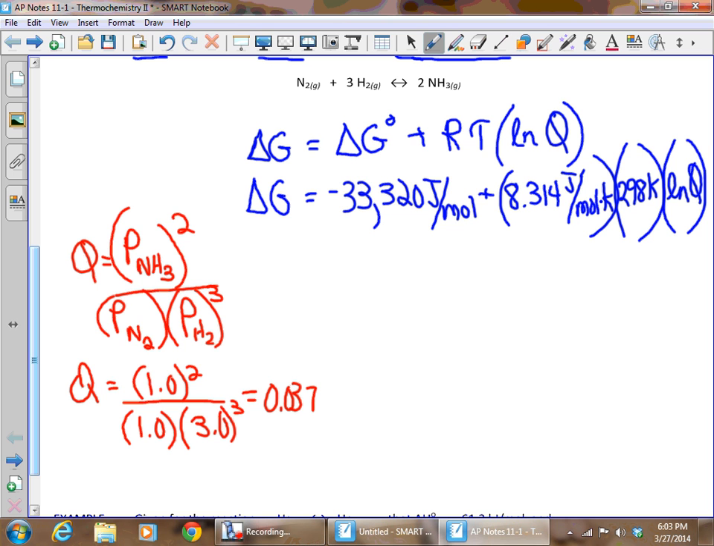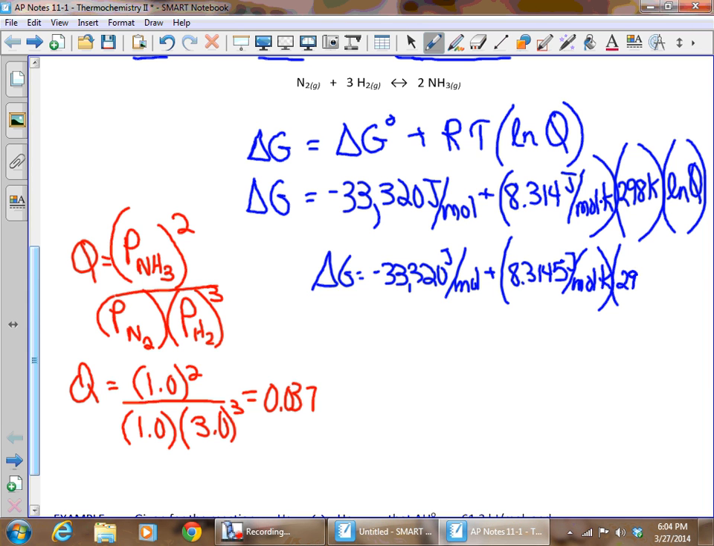So coming over to our equation, we need to find the result. We take negative 33,320 joules per mole, plus 8.314 joules per mole Kelvin, times 298 kelvins, times the Ln of 0.037. When we work that out, we get a value for delta G of negative 41,500 joules per mole.